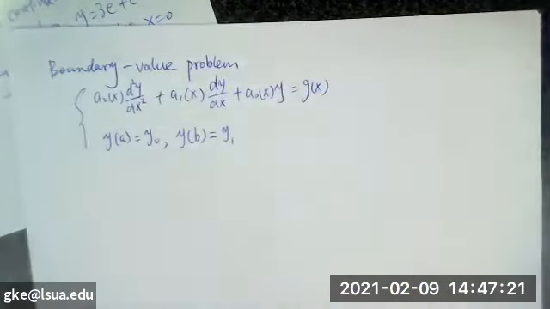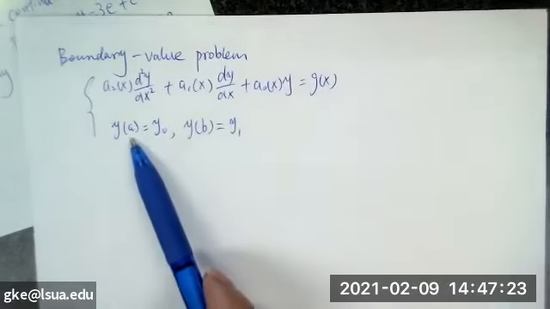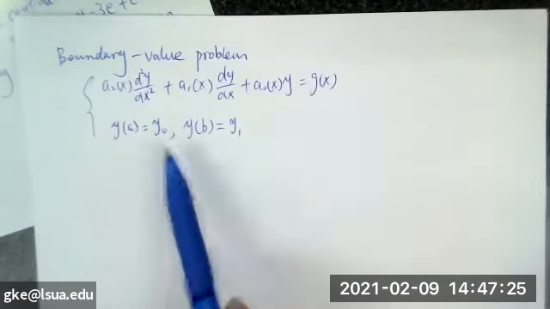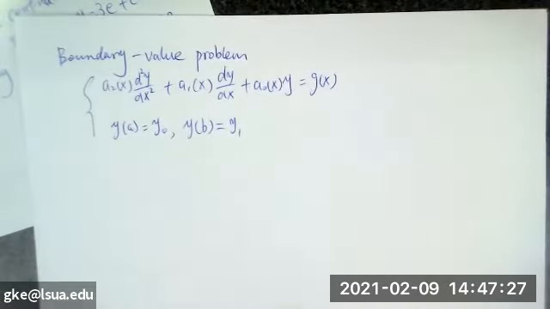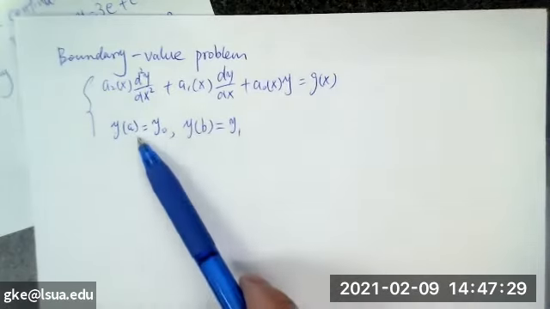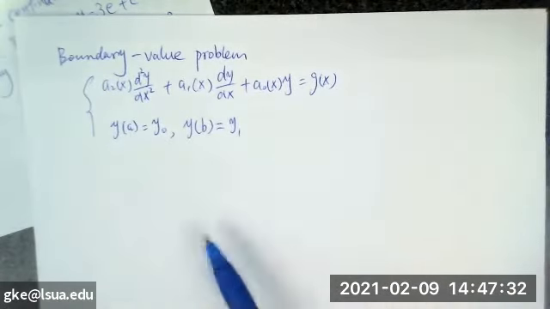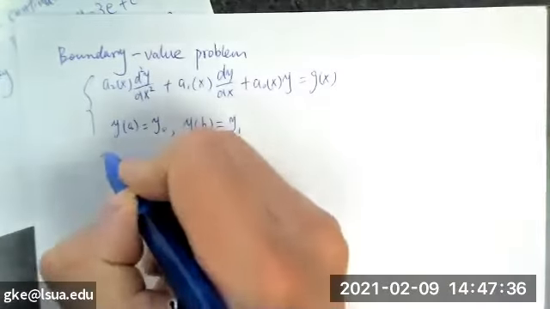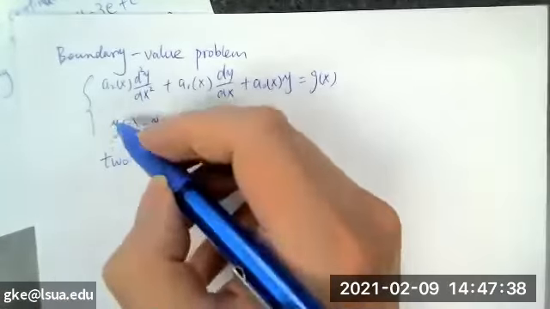Okay, so as we can see here, we have 2 points. One is a, another point is b. Okay, it's different from the initial condition. Initial condition always has 1 point, x0, right? Here we have 2 points.